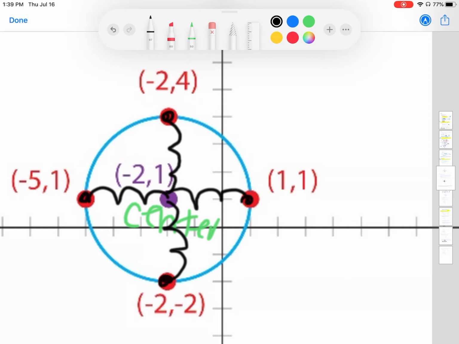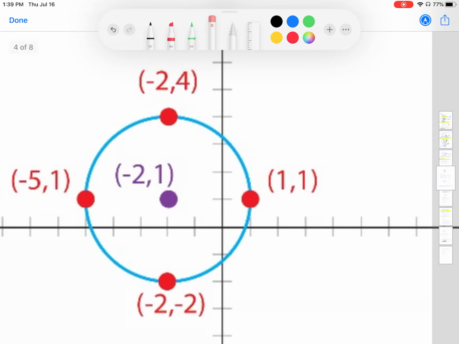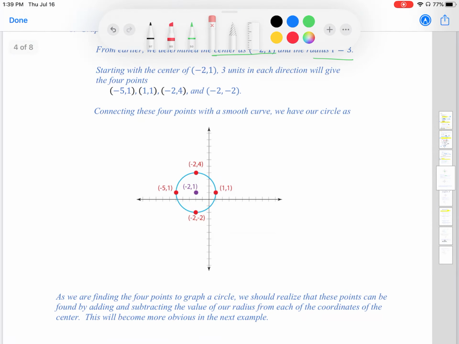And if possible, make sure you label them as you go. So if I went 3 up, I'm going to add 3 to my y. If I went 3 down, I'm going to subtract 3 from my y. If I went 3 to the right, I'm going to add 3 to my x. And if I went to the left, I'm going to subtract 3 from my x. Let me erase all my funny marks, but you write as many marks as you feel necessary. I'm just trying to guide you as best as I can.